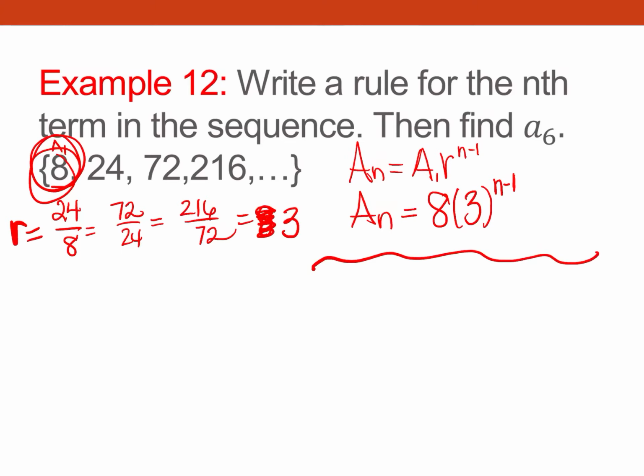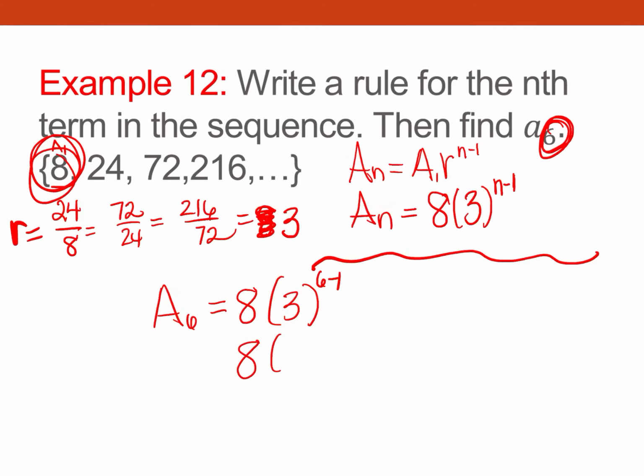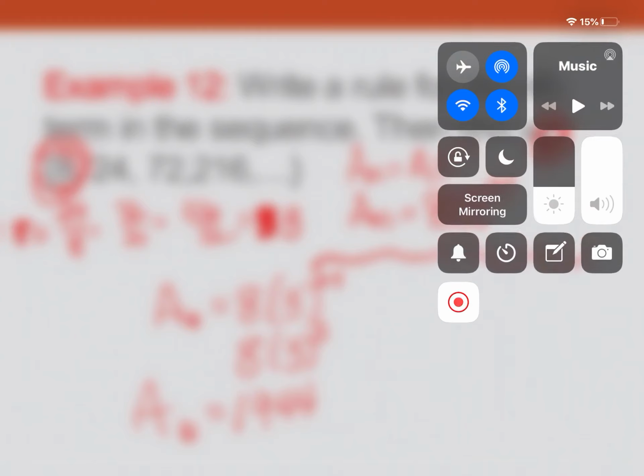Okay, so now we are finding our a of 6. So we're going to use this formula, 8 times 3 to the 6 minus 1, because n here is 6. So you got 8 times 3 to the 5th, and 8 times 3 to the 5th power is 1944. So your a of 6 is 1944.